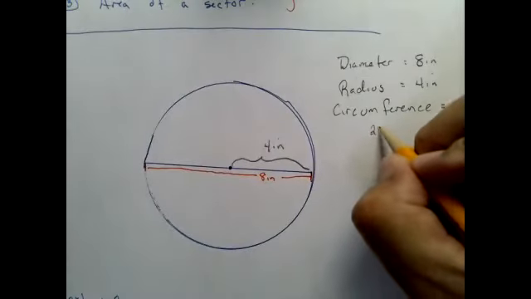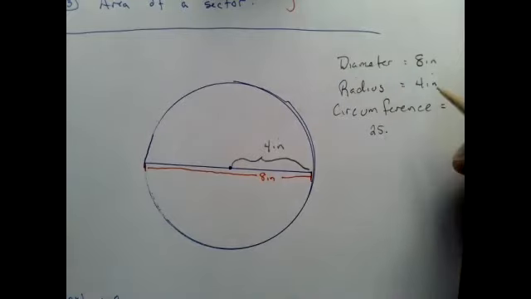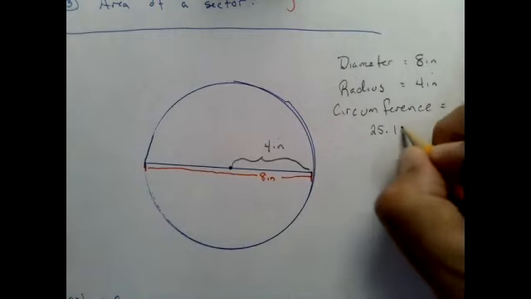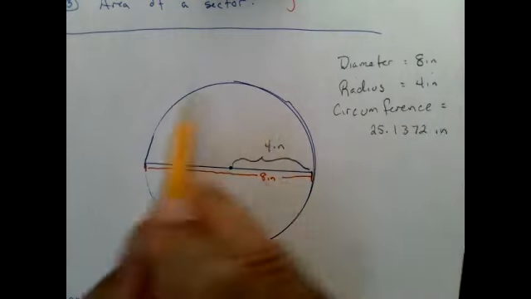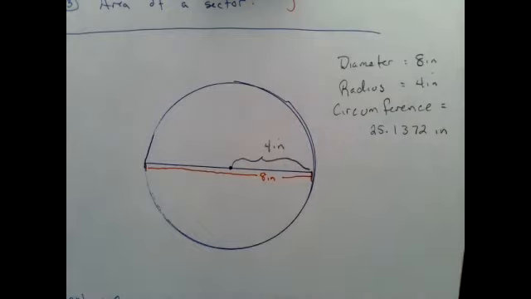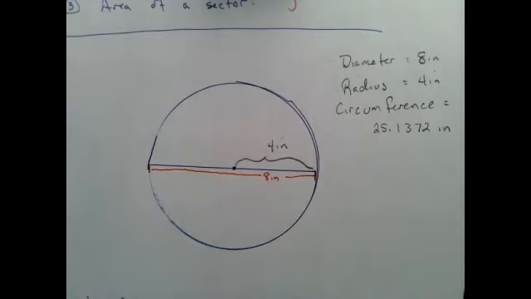In fact, it was so exact, my ruler, I mean, it's a heck of a ruler. I counted that it was 25.1372 inches all the way around that circle. So if I started here, all the way around the circle, and you know it's circumference.